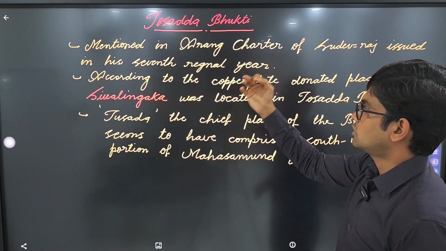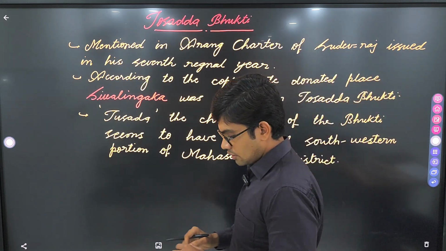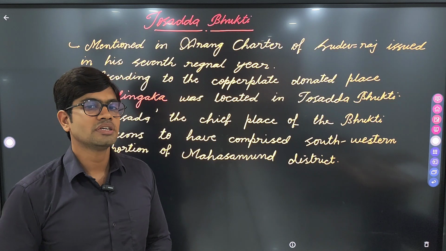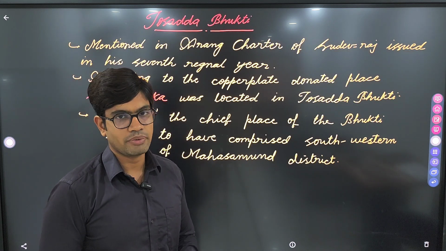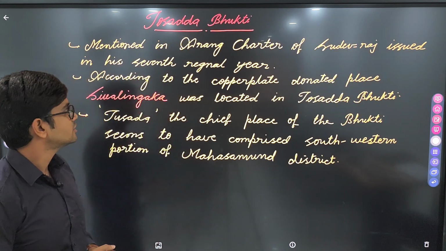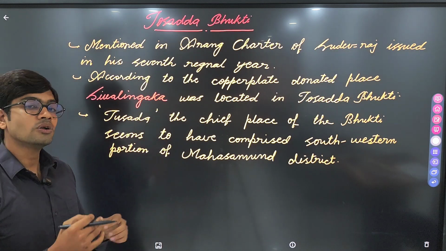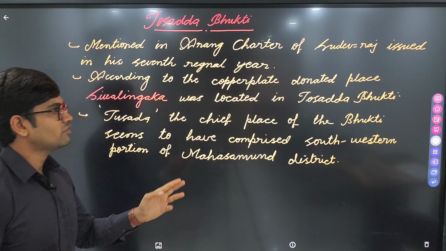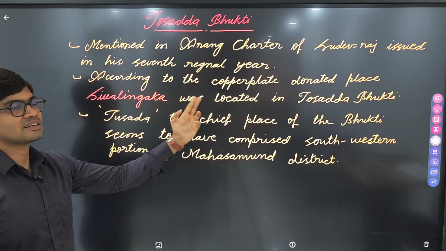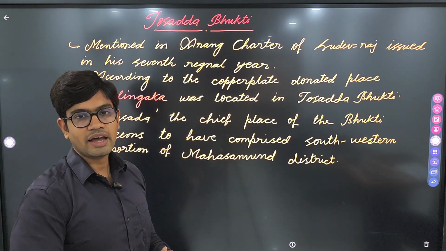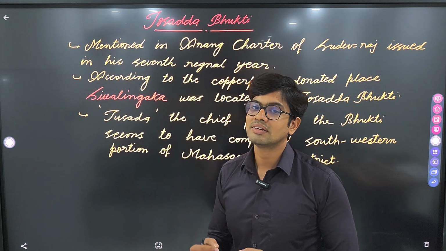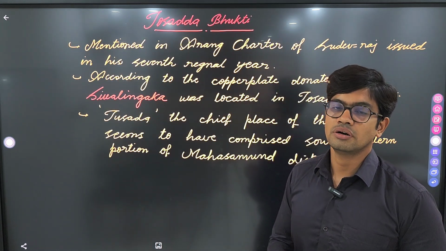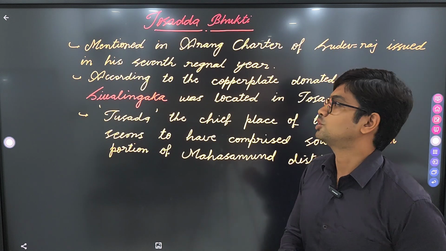Okay, that is Tosadda Bhukti. Now, as we already have seen, these Bhukti units have been mentioned by the kings. Similar to that, this Tosadda Bhukti has also been mentioned in the Arang Charter of Sudevaraja, and Sudevaraja issued this charter in his 7th regnal year. Now, I have already explained the concept of a regnal year. Regnal year is the number of years which a king has ruled.